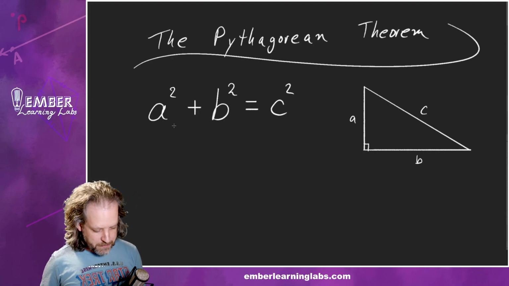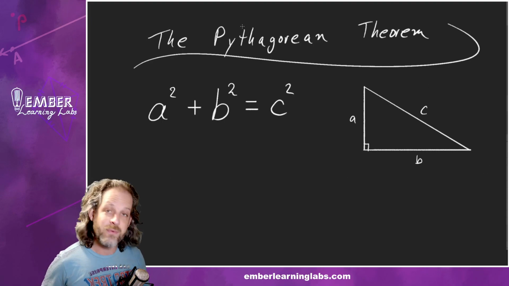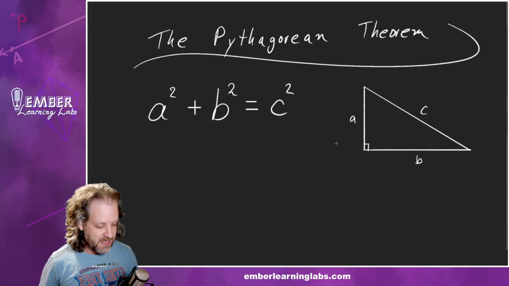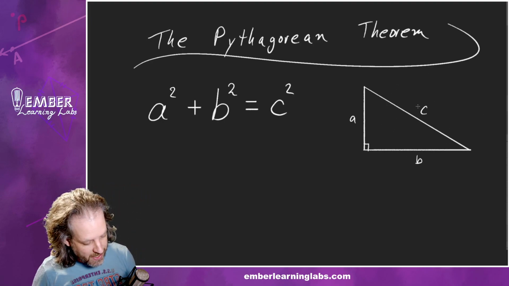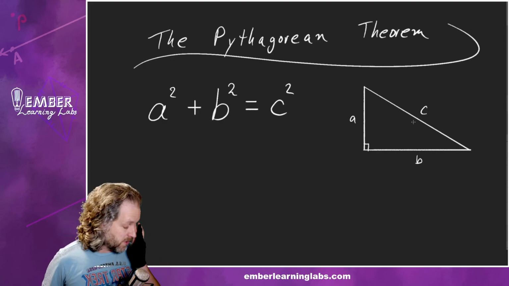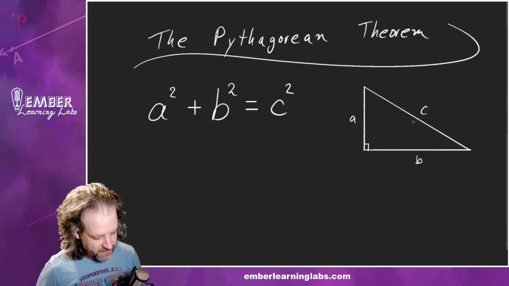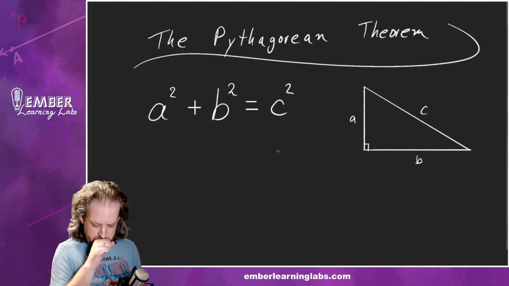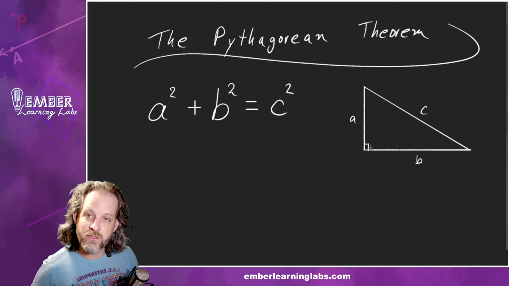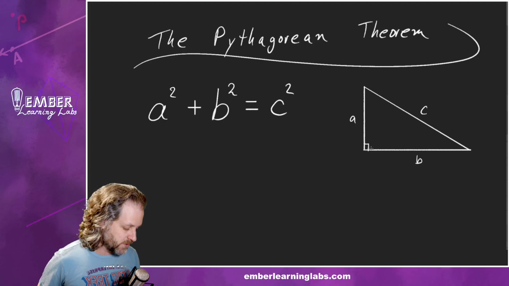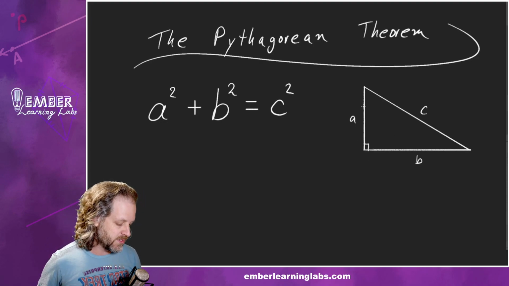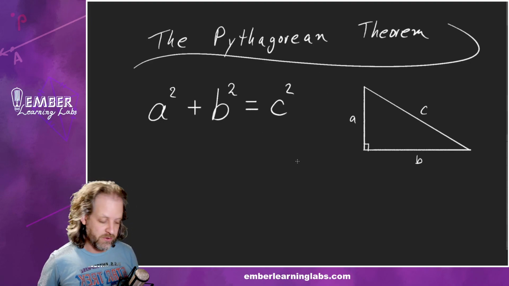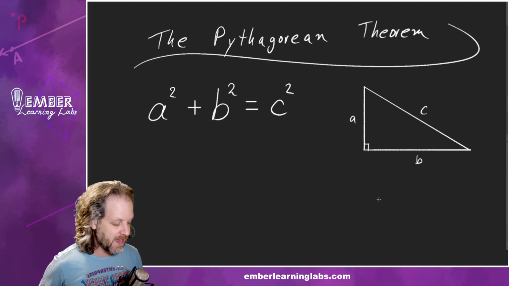So this is the Pythagorean theorem. If for some reason you need a review, this is what it is. It relates the legs to the hypotenuse of a right triangle. But remember that it is a squared plus b squared equals c squared. A and B are the two legs of the right triangle, so they're the ones adjacent to the right angle, and C is always the hypotenuse. It's the one across from the 90-degree angle.